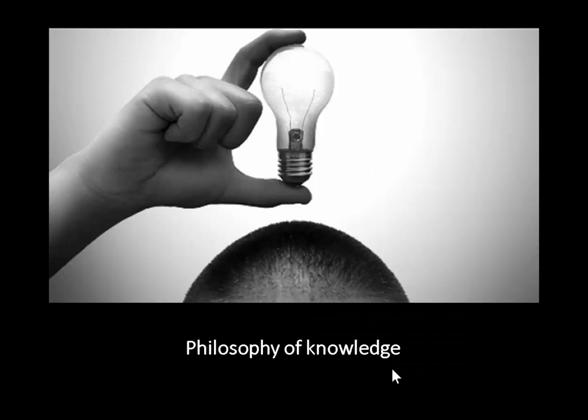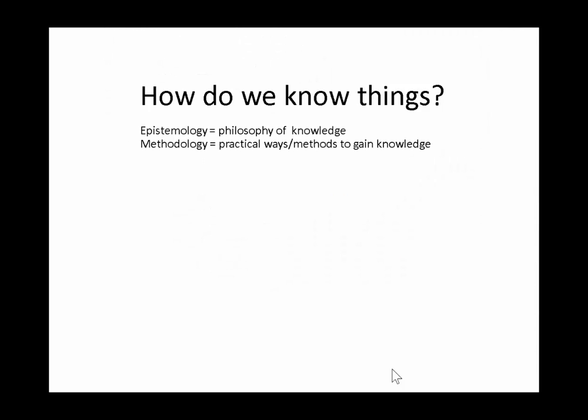Let's first talk about how we know stuff. How do we know stuff? It's actually not such an easy question to answer. And actually there's a whole discipline, it's called epistemology, that's the philosophy of knowledge. In contrast to that, we have methodology, which is the practical ways or the methods to acquire, to gain the knowledge. But there's this thinking behind that. How do we know something?